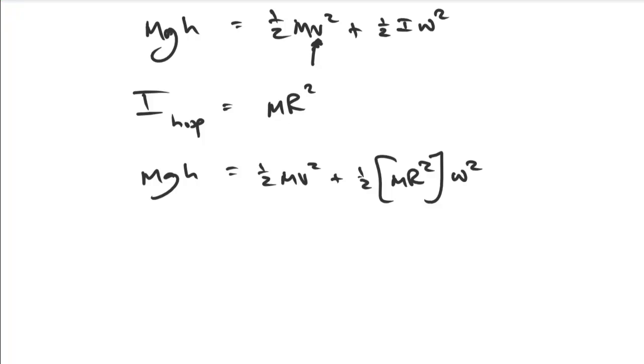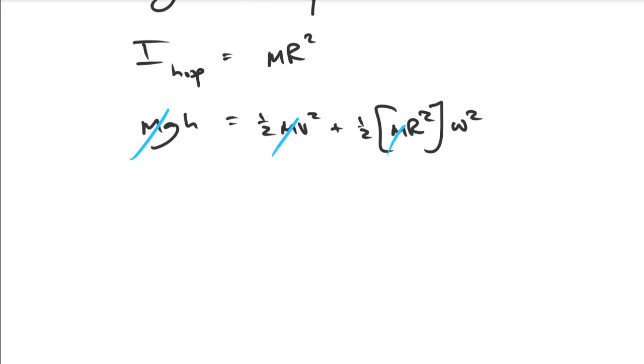Which actually gets rid of the mass in all of these. Mass is gone. It's in all three of these terms. And so we have gh is equal to 1/2 v squared plus 1/2 r squared omega squared.